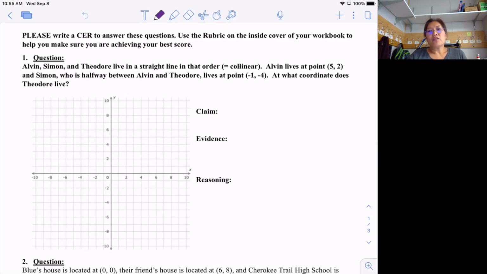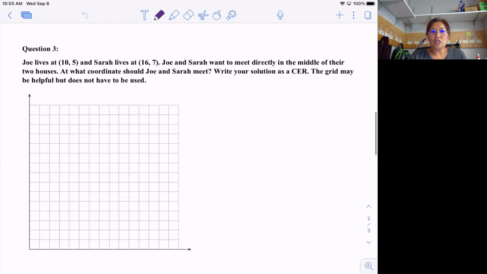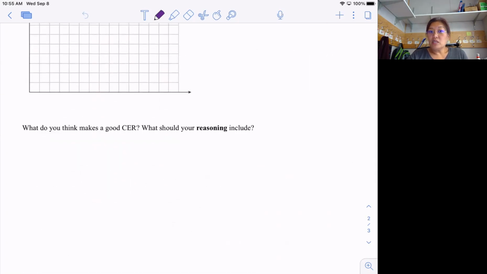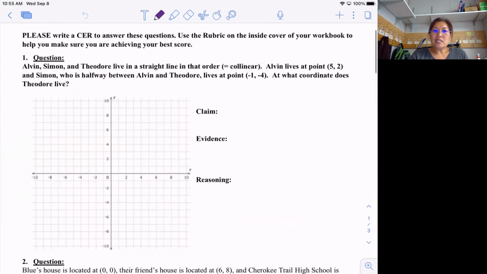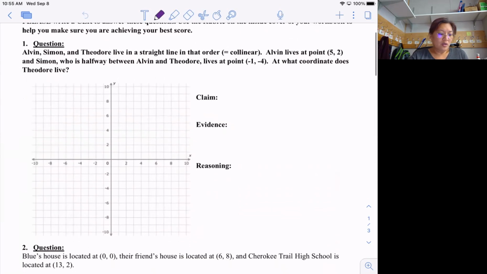So you just spent about 30 to 40 minutes working on these 3 CERs and then answering that last question of what do you think makes a good CER and what should your reasoning include? So what I'd like to actually do is go over these with you. Unfortunately, we're not going to have the give and take that we normally do. As you are looking at your work and watching the video, press pause as you need to so that you can go through, make changes, do anything differently that you may need to do. I will ask questions, press pause, answer it in your head how you think you would answer.